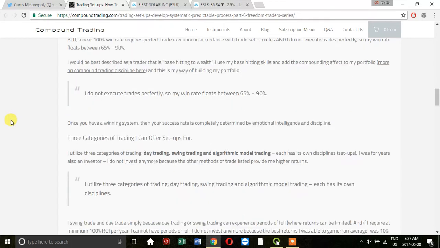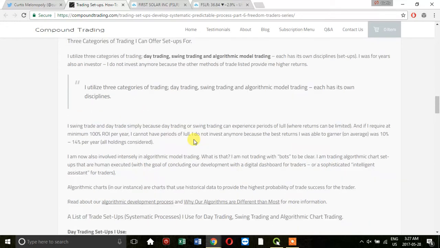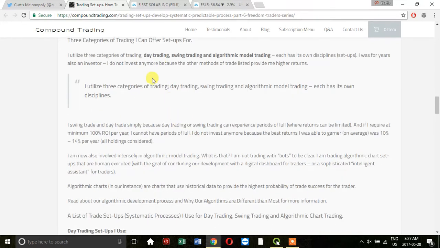Then the post goes through the 3 different categories of trading that I do. I'm a day trader, I'm a swing trader, and I'm an algorithmic model trader. I was an investor for many years, for decades, and left it behind because I was getting better ROI from day trading, swing trading, algorithmic model trading. Now, most recently, the algorithmic modeling is killing anything else I do, just completely crushing it.